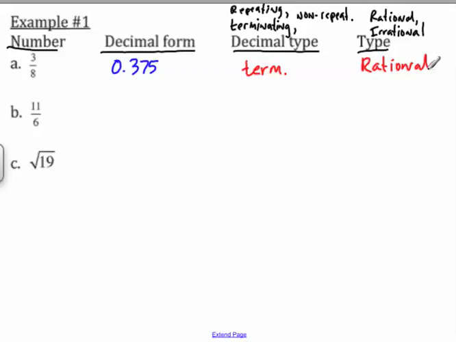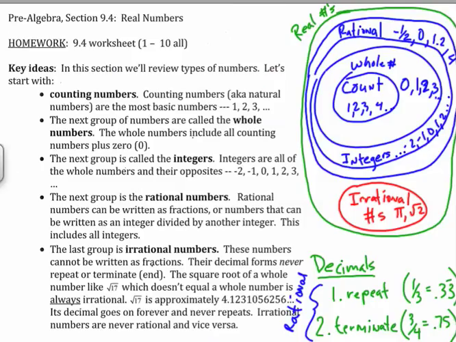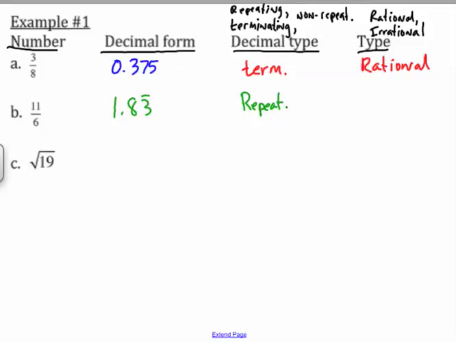So 11 divided by 6 on my trusty calculator, I'm going to get 1.8333333. That's just 3 repeating. What type of decimal is this? This is a repeating decimal, and I'll abbreviate that. Since it repeats, we'll remember from example 1, if it repeats, then it's rational. All right, there we go. Let's go back over here and write rational.